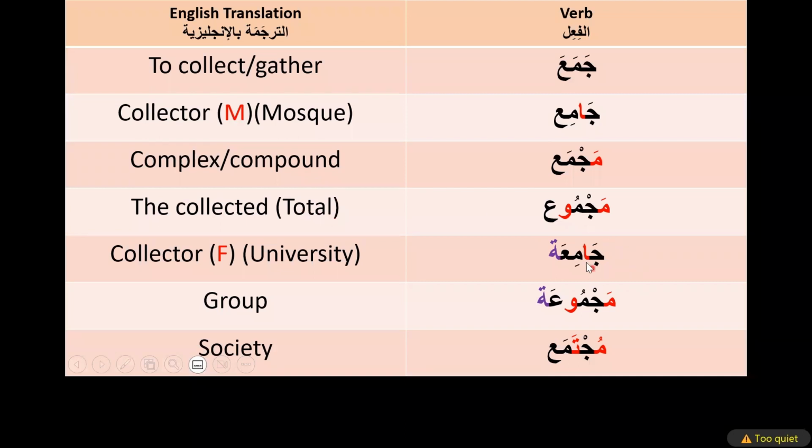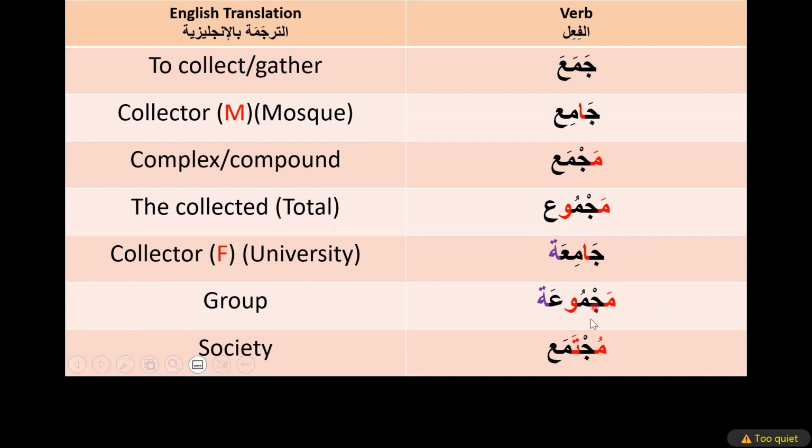Majmu' is the thing that is being collected, which happens to be the total. Majmu', the total. Jami'a: here I add the ta marbuta in purple because that's the feminine ta. So we say jami' is mosque. Jami'a is the feminine collector, which happens to be university. So jami'a in Arabic means university. The ta marbuta is added. University. Majmu'a, it's a group.